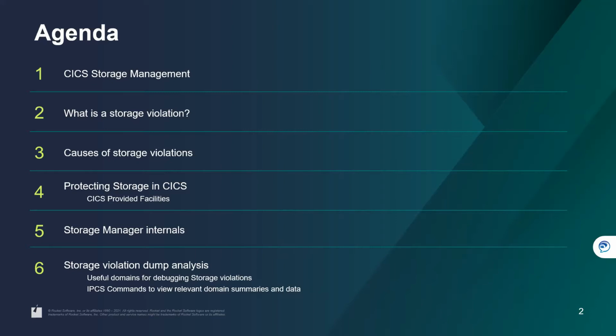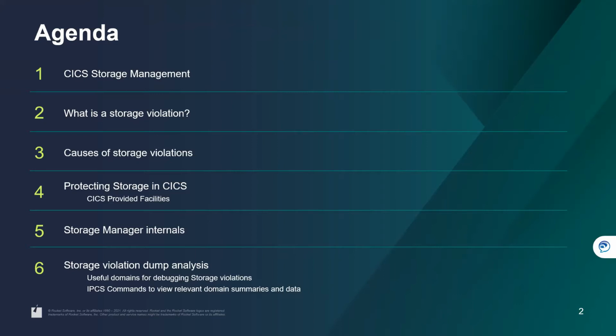Then finally, to understand storage violations, I have to go through a little bit of the storage manager internals, right? To see how CICS manages the individual control blocks, because those blocks are going to point you to the violated areas. And when you're dealing with a storage violation, you're going to find out that there's very little to help you in terms of determining who the culprit is, right?